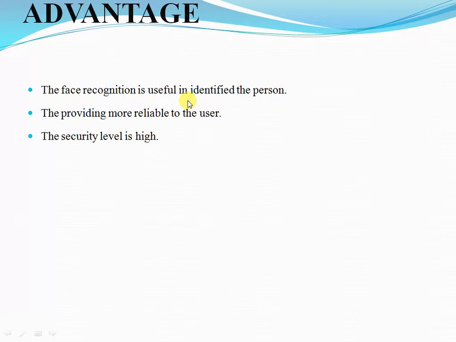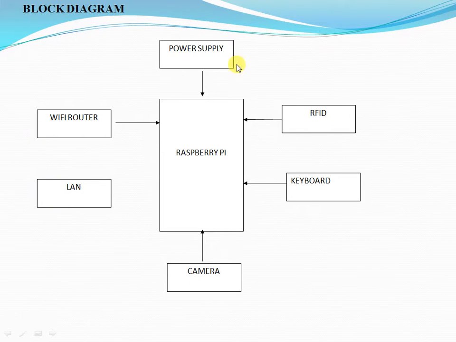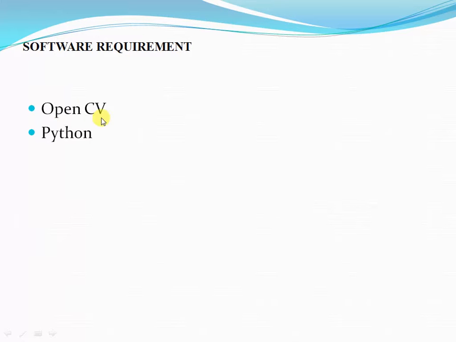The advantage of the system is that face recognition will help us to identify the person and it is more reliable for the user. The security level is high. The hardware components used in this project are power supply, Wi-Fi router, Raspberry Pi, RFID, keyboard and camera. The software requirements of this project are OpenCV and Python.